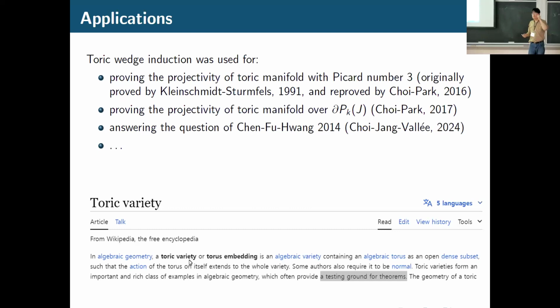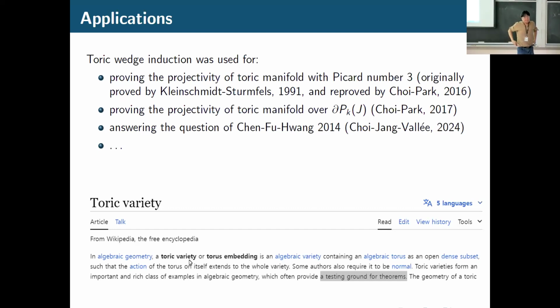What we did was, because any Picard number 3 toric manifold is obtained from the pentagon, I just check the projectivity of the toric manifolds over the pentagon first. Then, if you obtain a projective one from two projective ones by the wedge operation, I prove that this is projective as well. Using that method I could prove projectivity, and also more projectivity in different classes, and I could answer some questions given by Chen Fu Huang in 2014, corresponding to the geometry of toric manifolds.